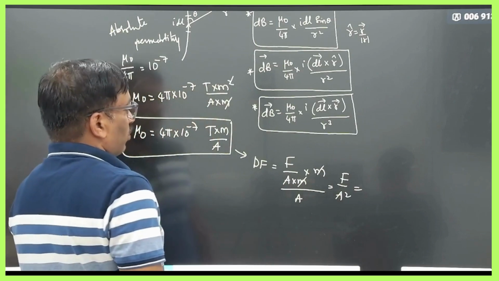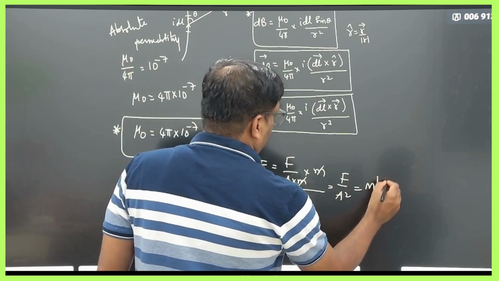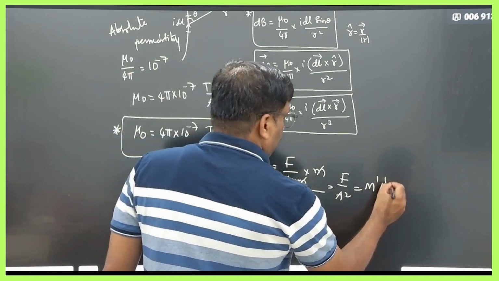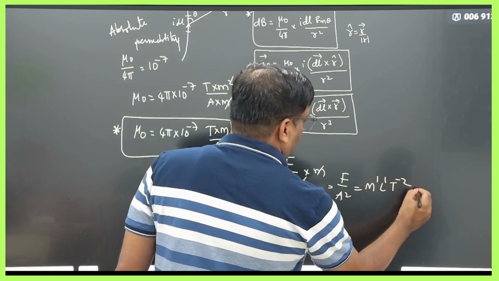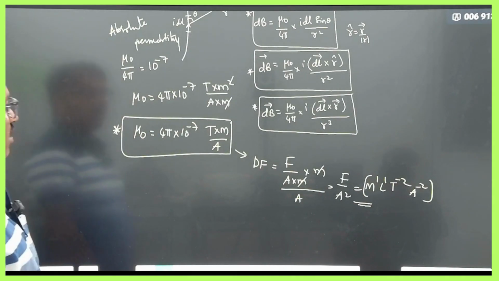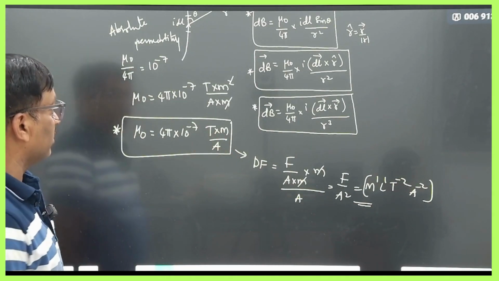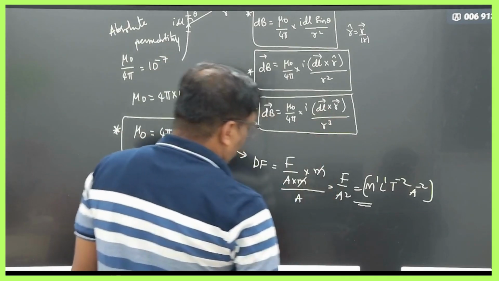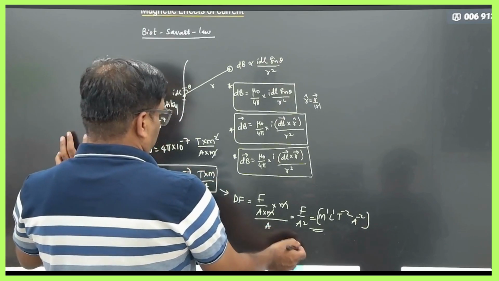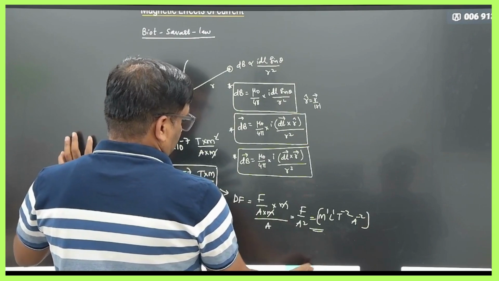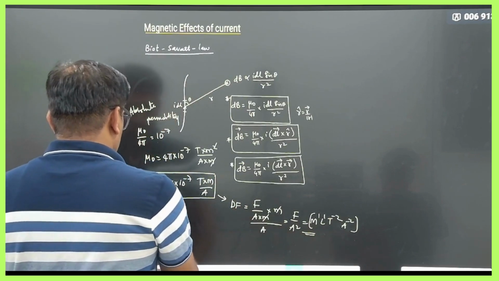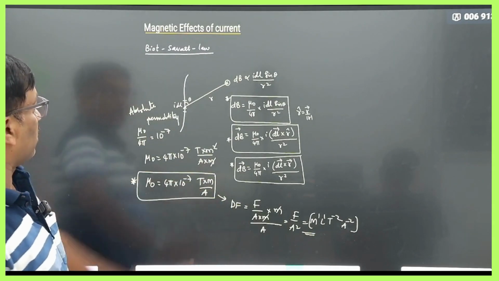So what can you write now? Force is nothing but M1 L1 T minus 2, divided by A minus 2. So this will be your dimensional formula for mu naught. Clear? So by using this we can determine the magnetic field at any particular point due to a current carrying coil. Students, be careful on this one, about the Biot-Savart law.